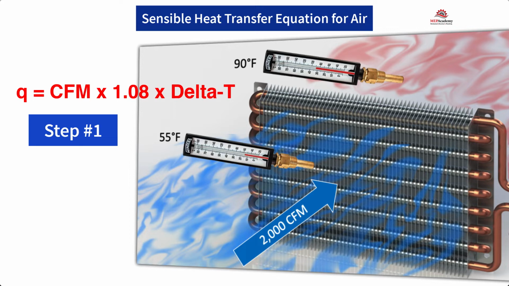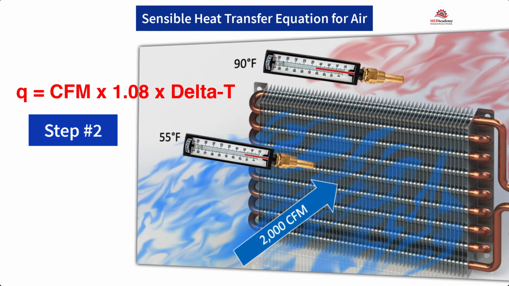Step 1 is to subtract the entering air temperature of 55 degrees Fahrenheit from the leaving air temperature of 90 degrees Fahrenheit to arrive at the temperature difference, or delta T. 90 degrees Fahrenheit minus 55 degrees Fahrenheit gives us 35 degrees delta T.